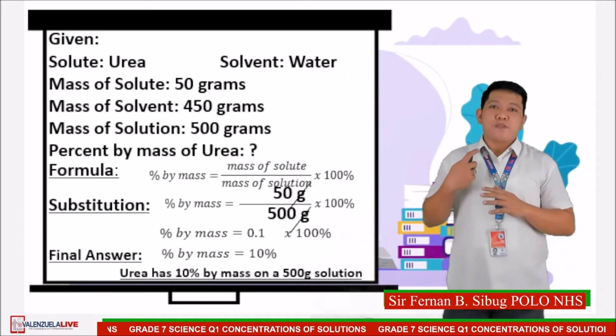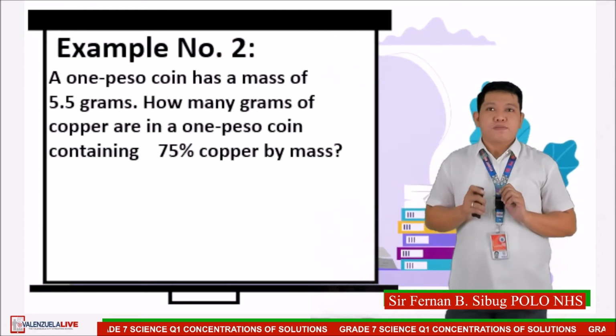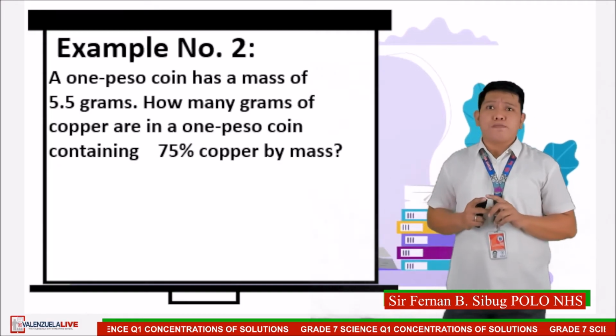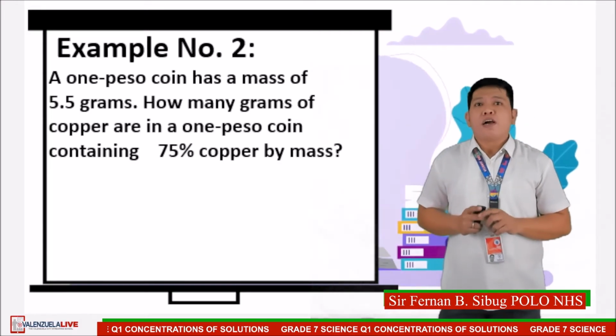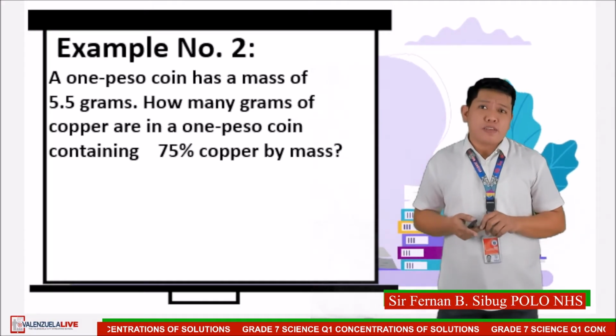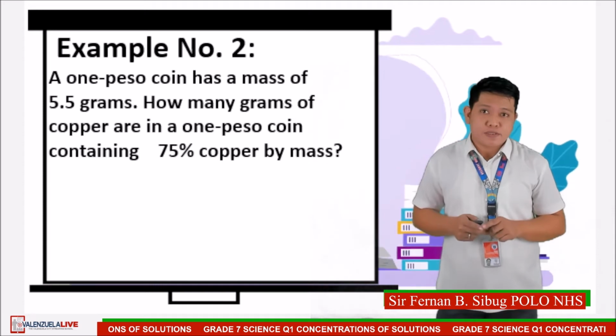Here's another problem, another example. A 1 peso coin has a mass of 5.5 grams. How many grams of copper are in a 1 peso coin containing 75% copper by mass?